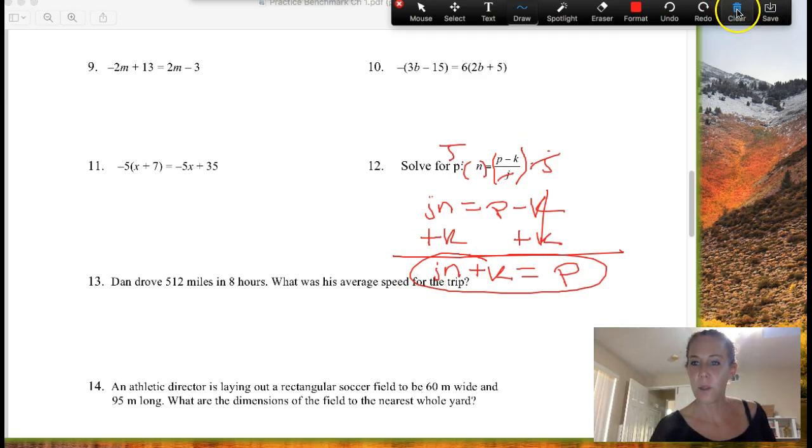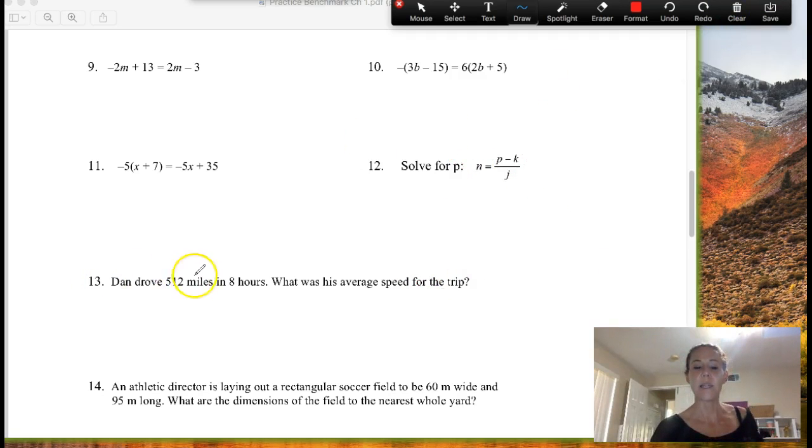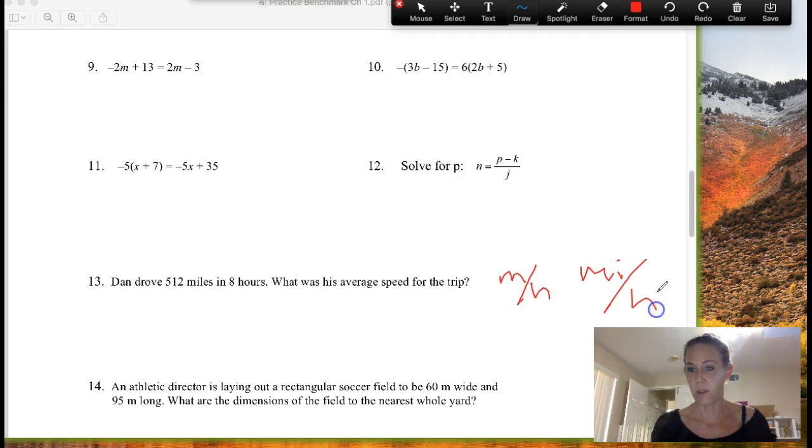Okay, let's go on to number 13. Dan drove 512 miles in 8 hours. What is his average speed for the trip? Remember, speed is in miles per hour. That's how you tell speed.